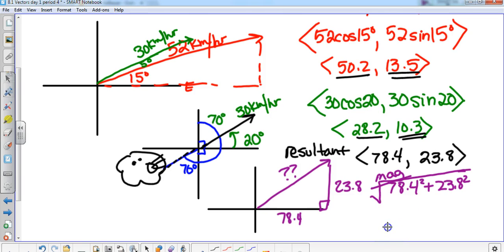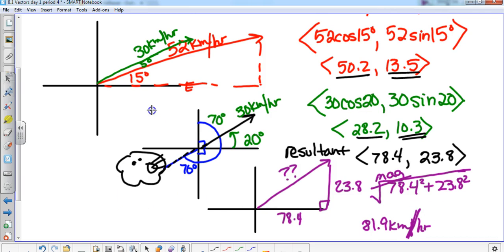Anybody get an answer? 81.9 kilometers per hour. Does that make sense, guys? Remember we said if we pushed it right on top of each other, it'd be 82. It's almost 82. And actually, it might be off by a little bit because we rounded twice already before we got to here. So, all right.